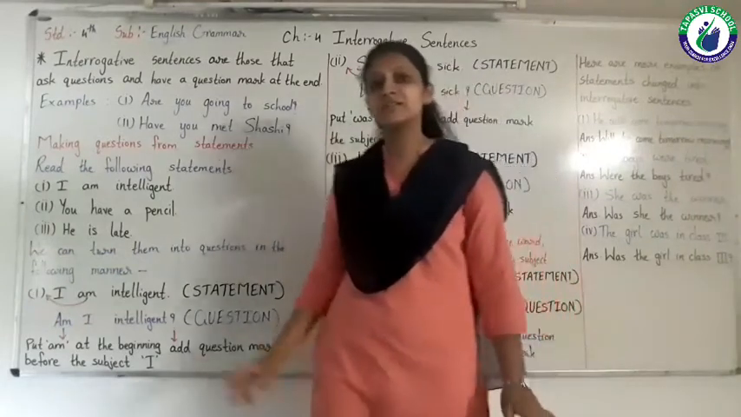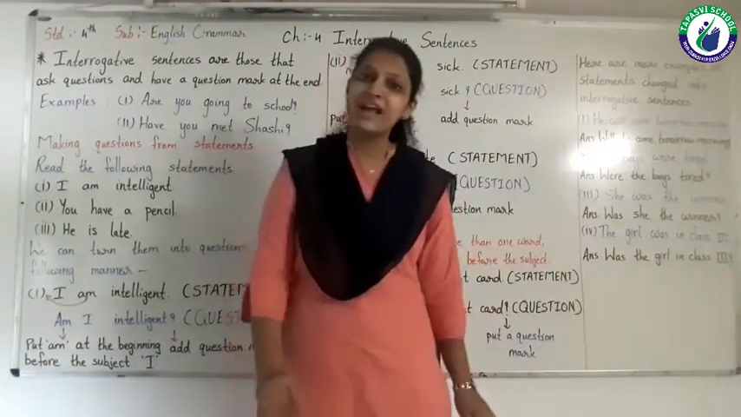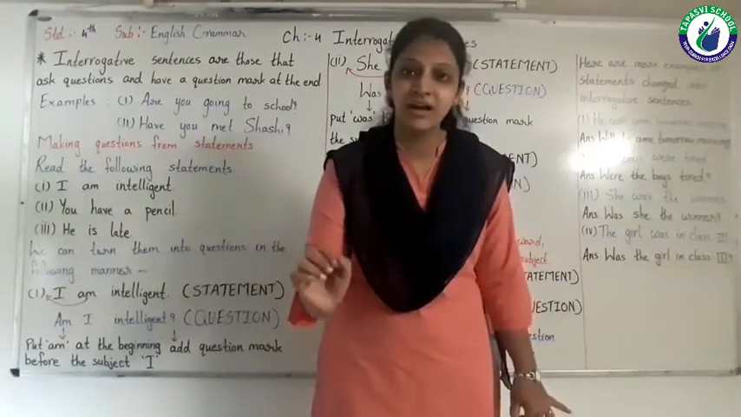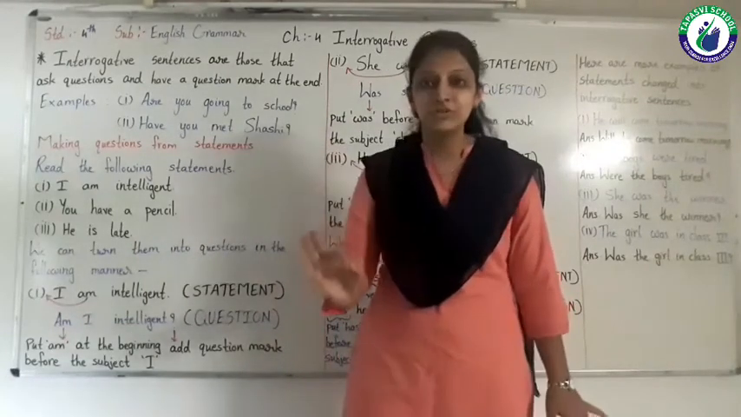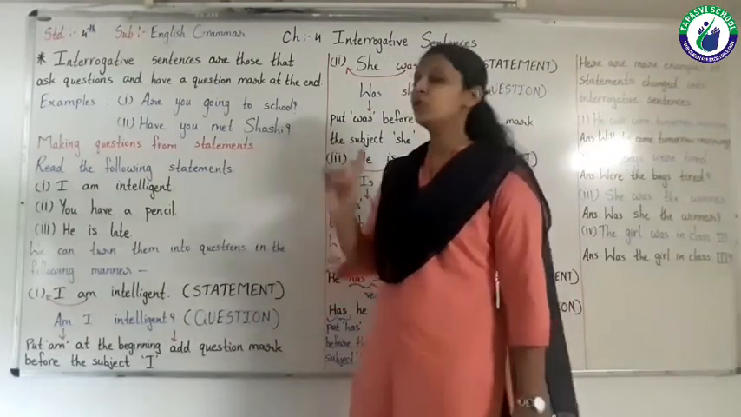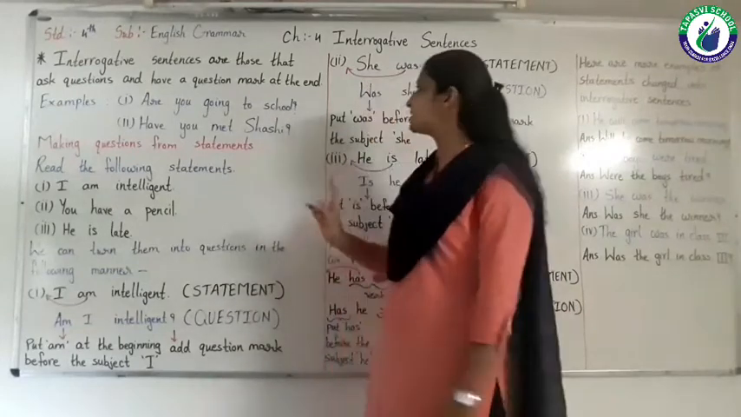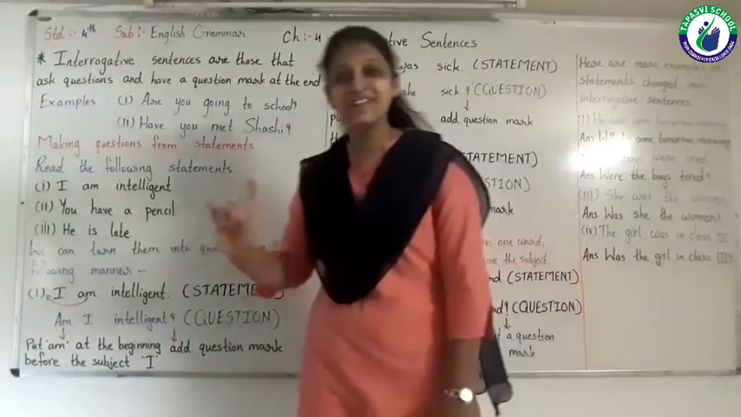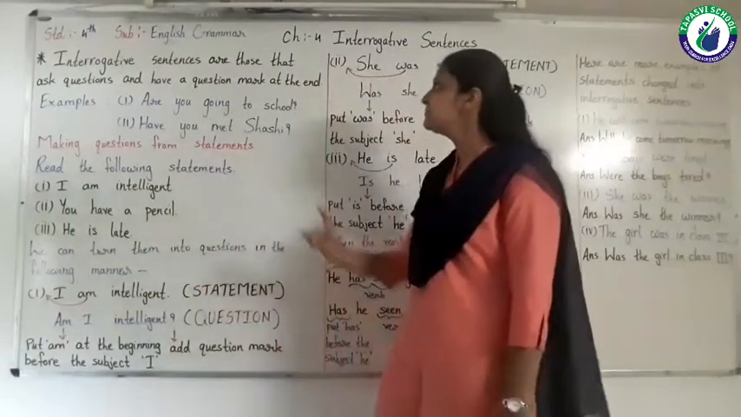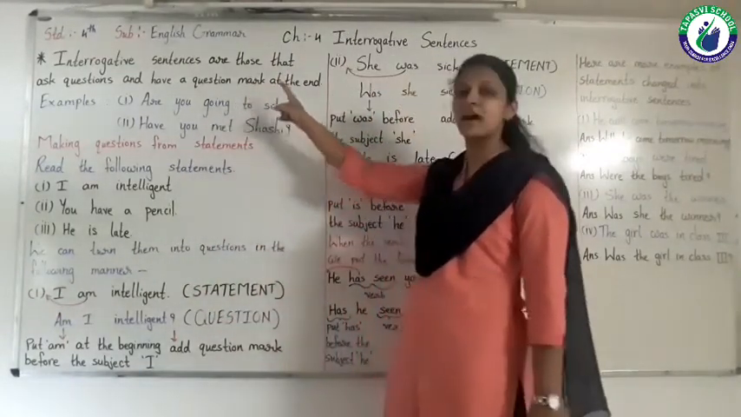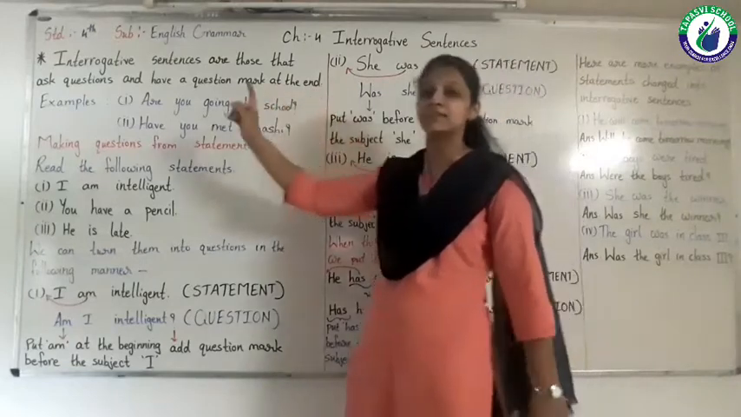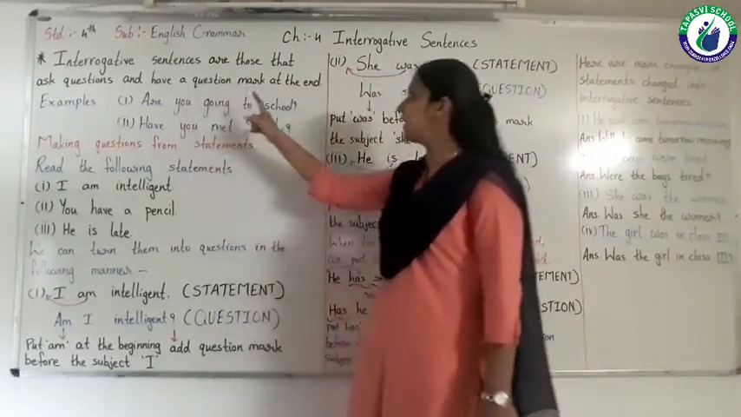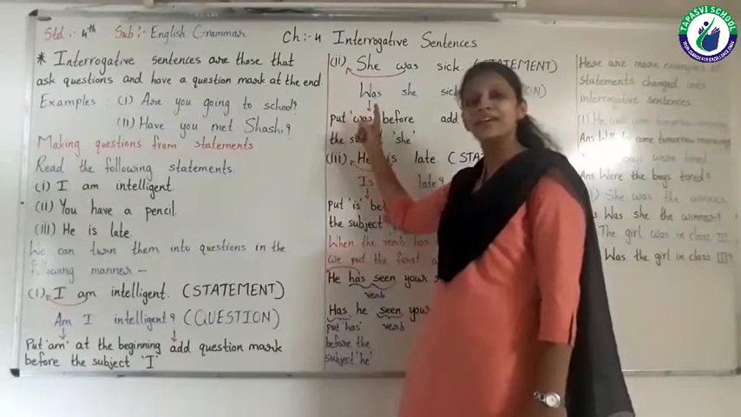Interrogative sentences किसे कहते हैं? जो सेंटेंस में क्वेश्चन पूछा गया है उसे इंट्रोगेटिव सेंटेंस कहते हैं, एंड उस सेंटेंस का एंड किससे होता है? क्वेश्चन मार्क से. उसे कहते हैं इंट्रोगेटिव सेंटेंस. I repeat, interrogative sentences are those that ask questions and have a question mark at the end.